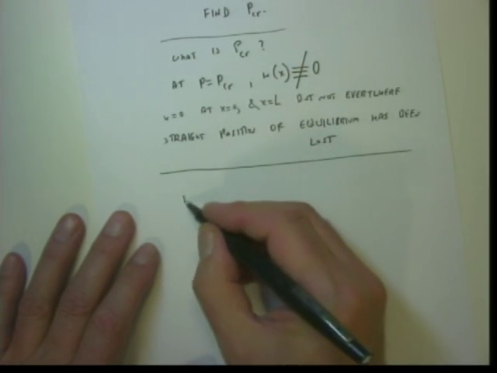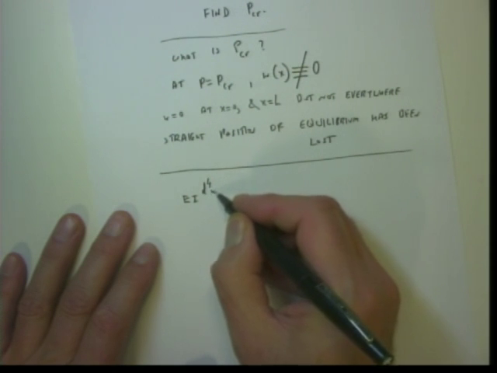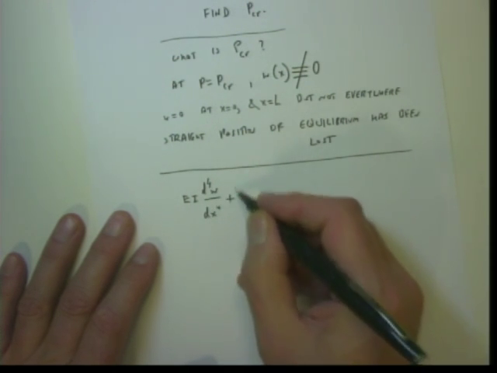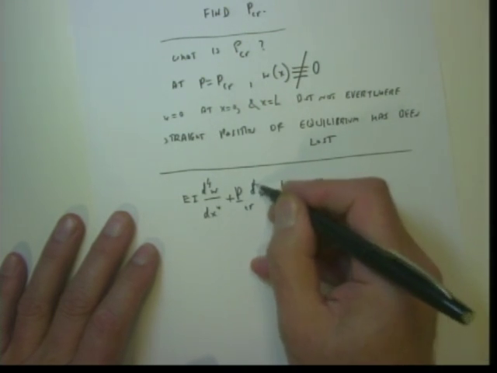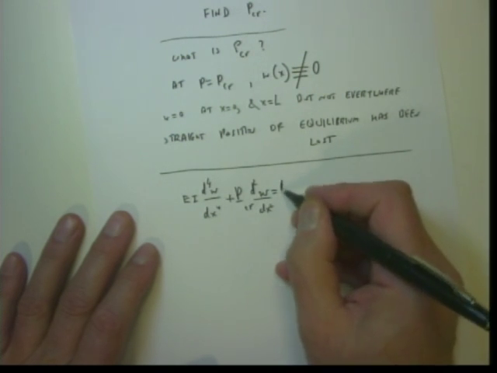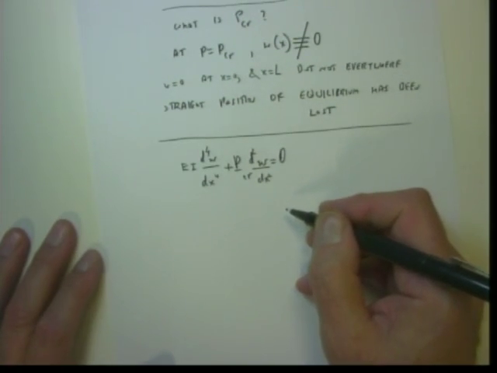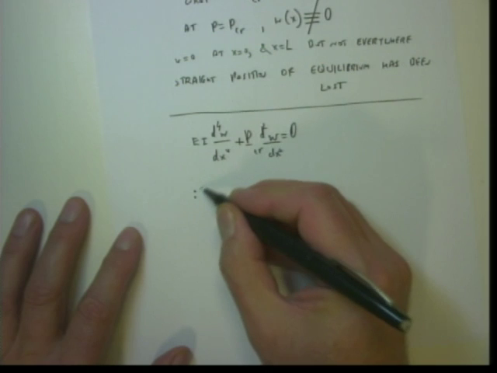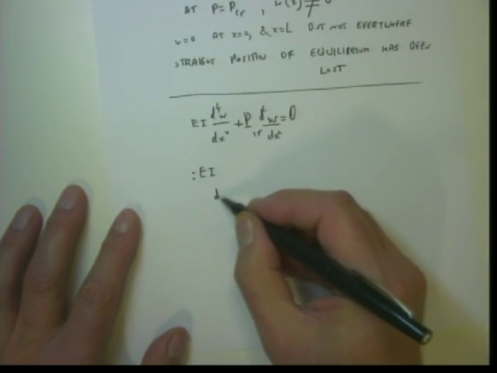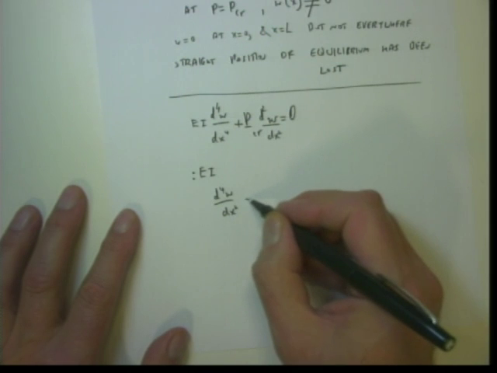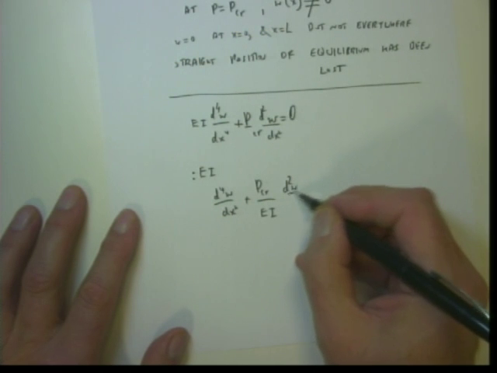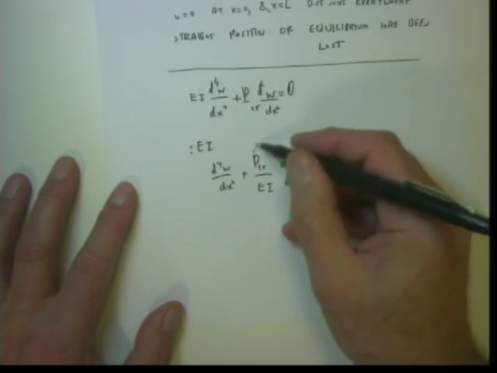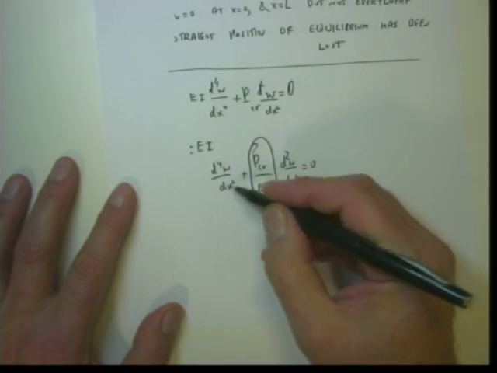So we have this: EI d4W/dx to the fourth power plus P critical d2W/dx squared equals 0. Okay. Now, we divide by EI. I get d4W/dx to the fourth plus P critical over EI d2W/dx squared equals 0. Here is a fourth derivative. Here is a second derivative.